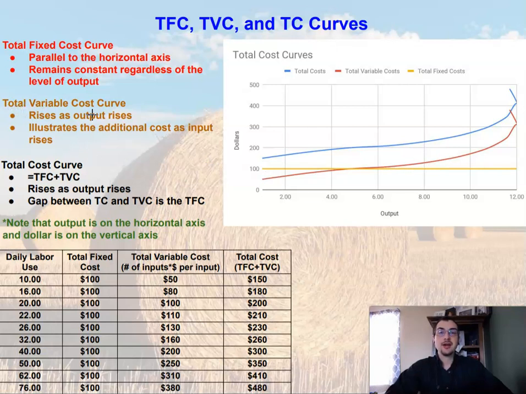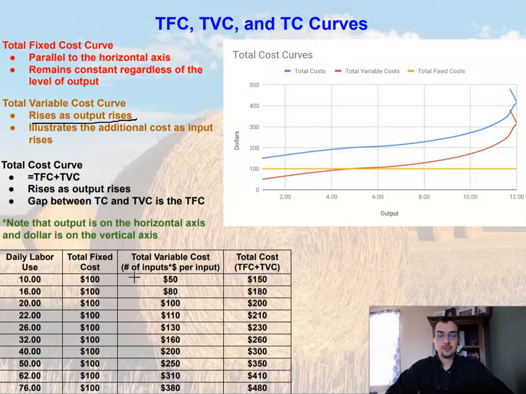Now we have the total variable cost curve. You remember our total variable cost was calculated by taking the number of inputs times the price per input. These are our number of inputs, and our price per input was $5 in this example. So 10 hours of labor times $5 an hour gives us $50. 16 hours of work times $5 an hour will give us $80. So this curve won't remain constant, nor will it be a straight line going up. But it is going to rise as output rises.